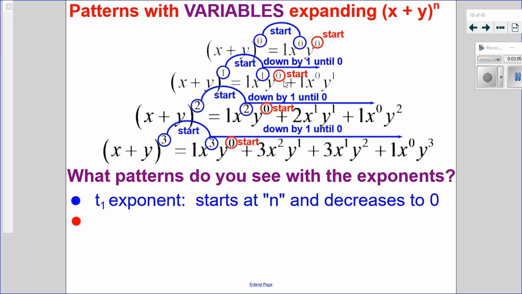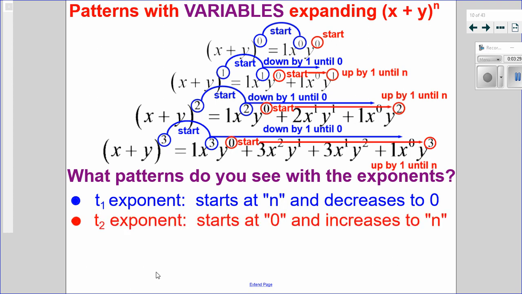Let's look at what happens from there. 0, and then I go up to 1. 0, 1, 2. I go up by 1 until I reach my exponent. So see, I stop when I reach a 1, which is my exponent. I stop when I reach 2, which is my original exponent. 0, 1, 2, 3. So I go up by 1 until I reach my exponent on the outside. So my second term exponent starts at 0 and increases by 1 until it reaches n. That's a good start to my pattern.